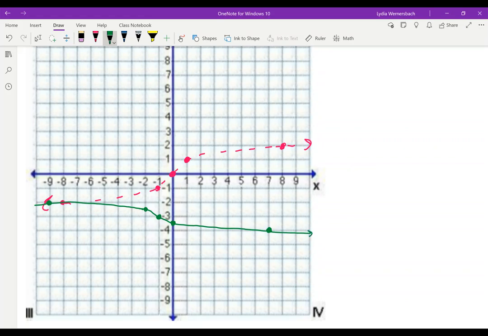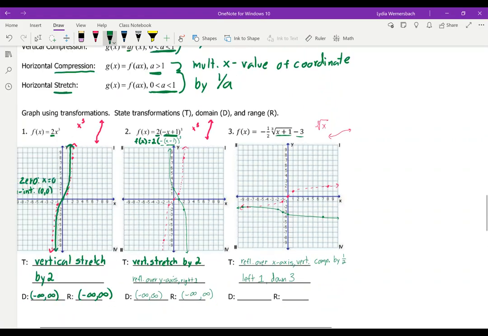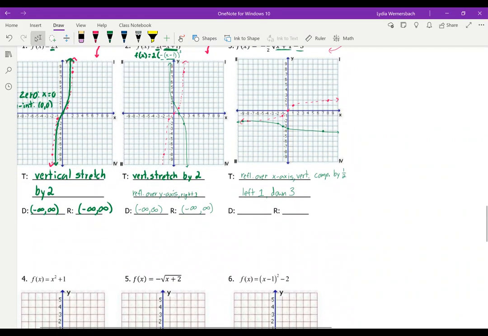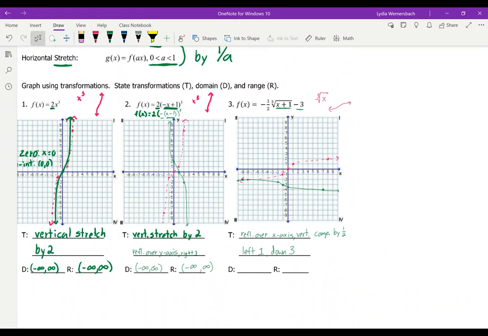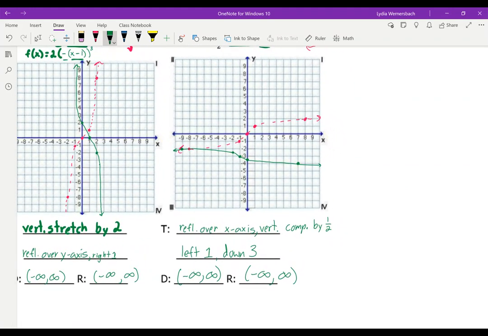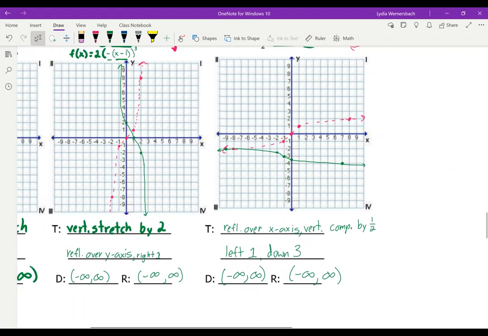Okay, it should look a little squished, and that's okay because we did do a vertical compression. Alrighty, so again, that didn't really change the domain and the range. The domain is still going to be all reals for that one, and so is the range, because we're still getting all of those x and y values. Alright, next one.